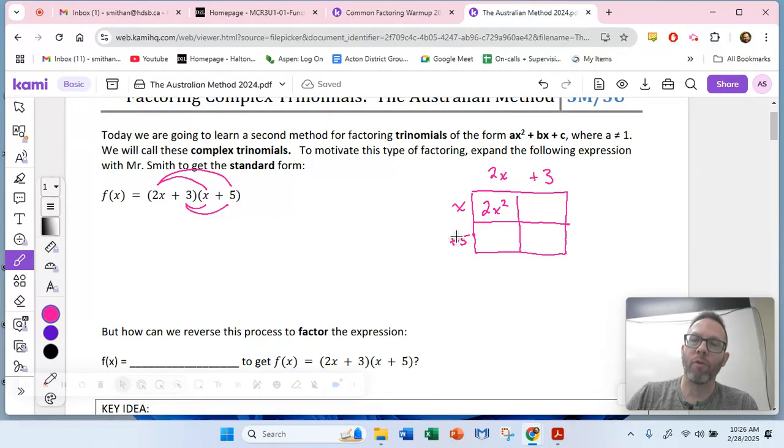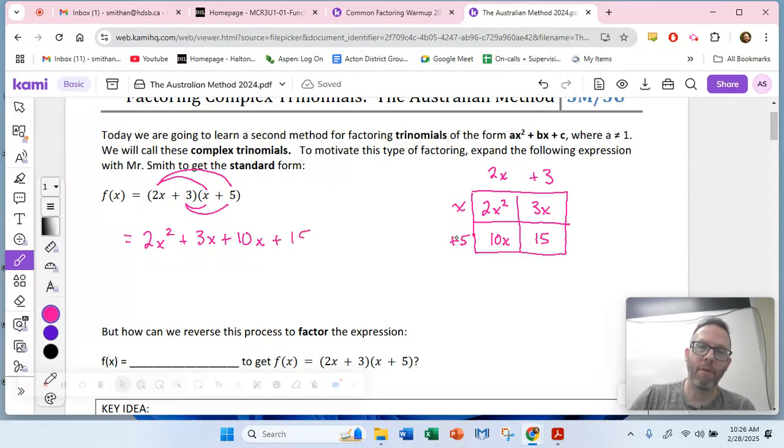So we're going to have a 2x squared. We're going to have 3x. We're going to have 5x. No, excuse me. I know what 5 times 2 is. 5 times 2 is 10. And 15. So whichever way you slice it, you get 2x squared plus 3x plus 10x plus 15. And then you collect the like terms.